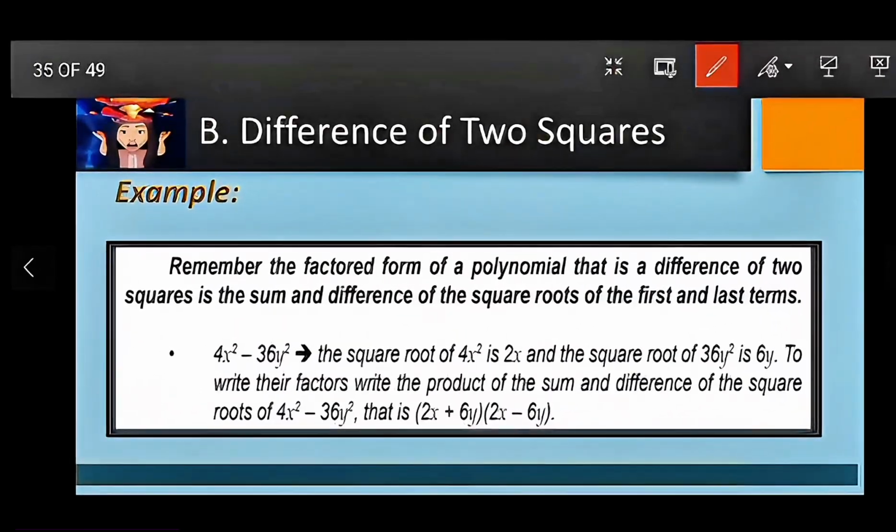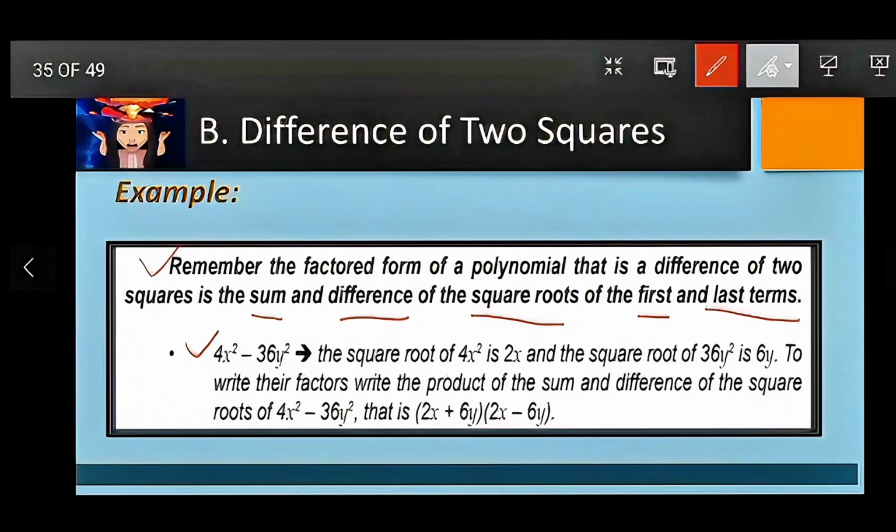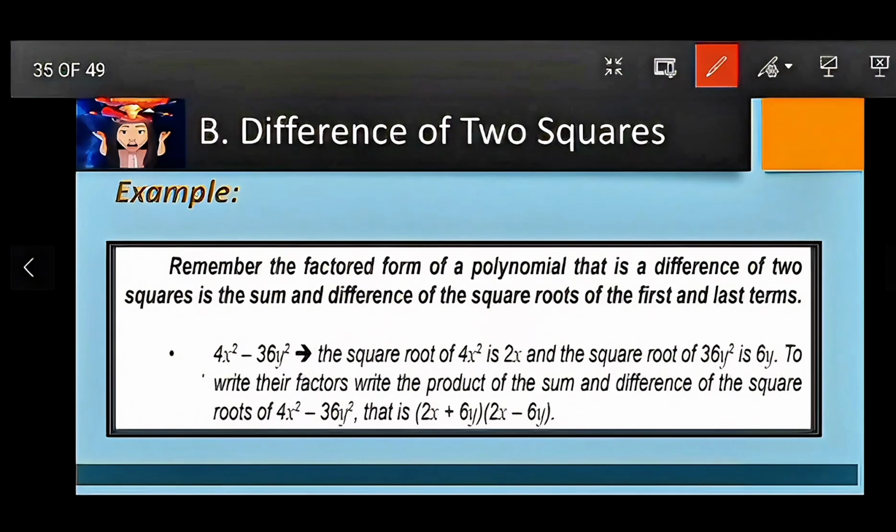So we have 4x squared minus 36y squared as our given. But remember, that the factored form of a polynomial that is the difference of two squares is the sum and difference of the square roots of the first and last terms. Let 4x squared be our first term, and 36y squared be our last term.